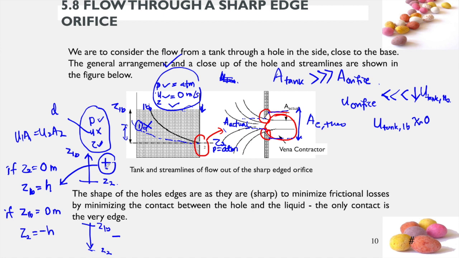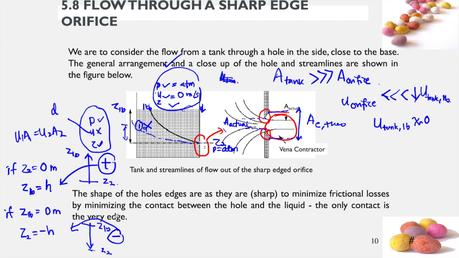This method is applicable for all the points and all the elevations in Bernoulli's equation, not necessarily Z1B and Z2. If you have two points, then you select one of those points as your datum and take a look at the other point. If that second point is above your datum, then you have to substitute a positive value.